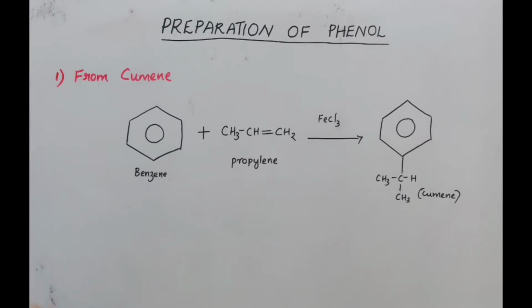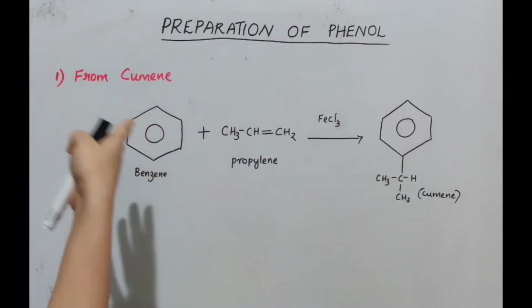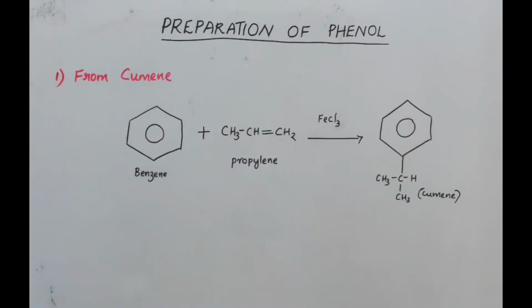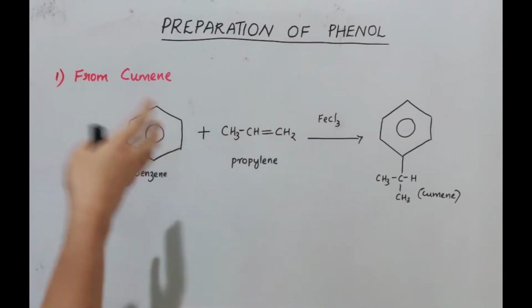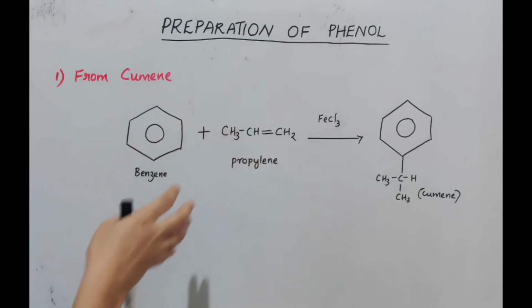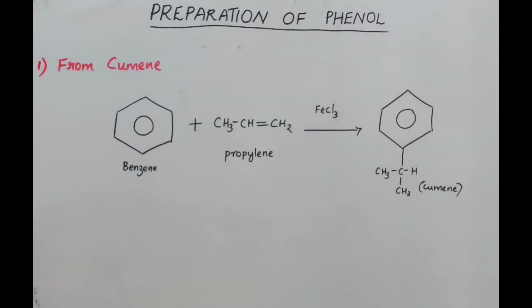So the first step in the preparation of phenol from cumene is the preparation of cumene. We are synthesizing cumene from benzene by Friedel-Crafts alkylation between benzene and propylene. The second step is the preparation of phenol from cumene.